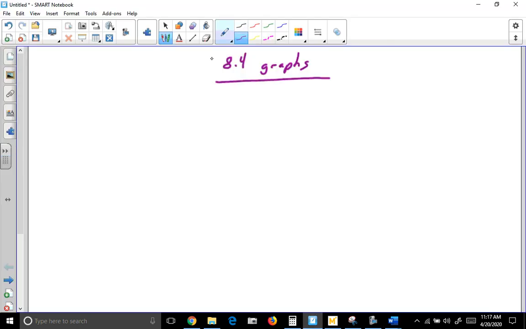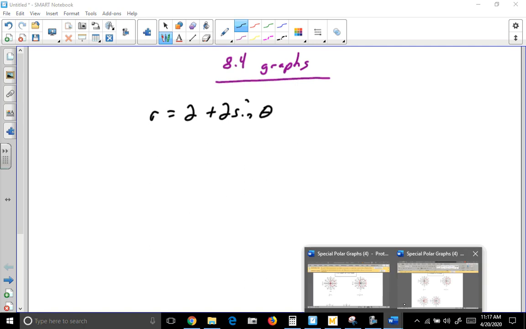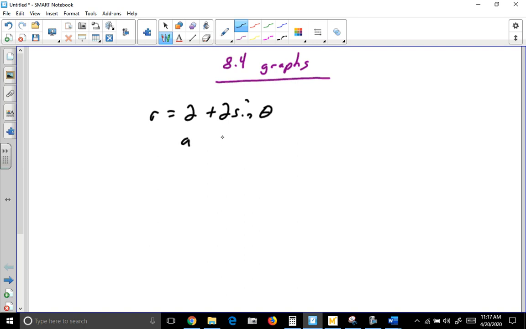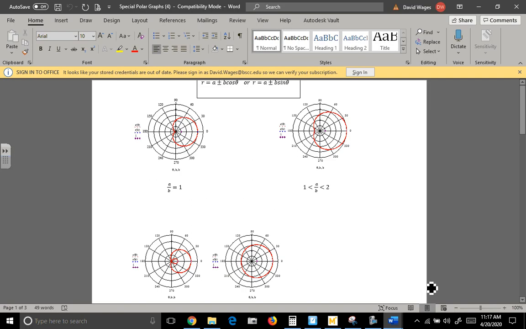Let's do r equals 2 plus 2 sine theta. Since we know it's going to look like one of those 4 shapes, this is a, this is b, so a over b equals 1. So it's going to look like this shape.